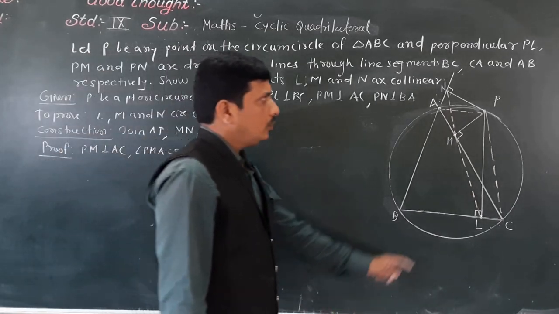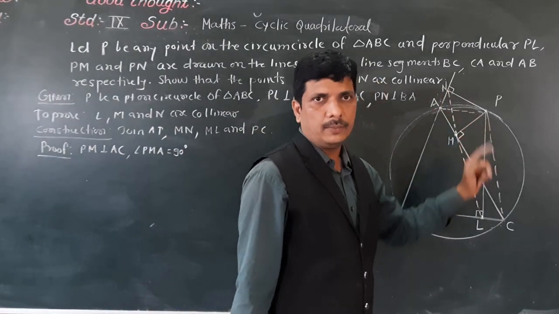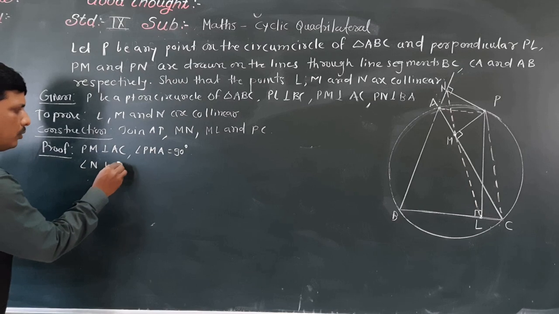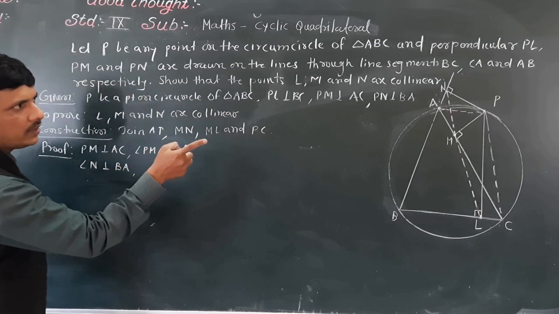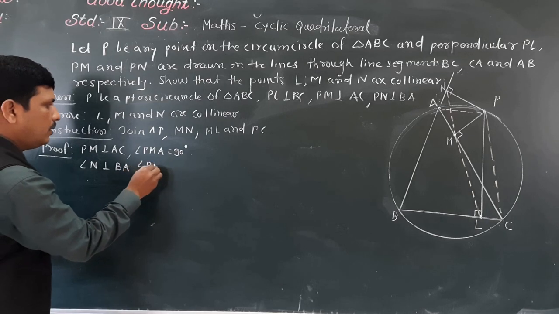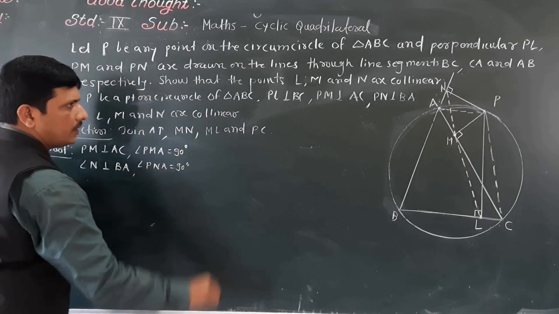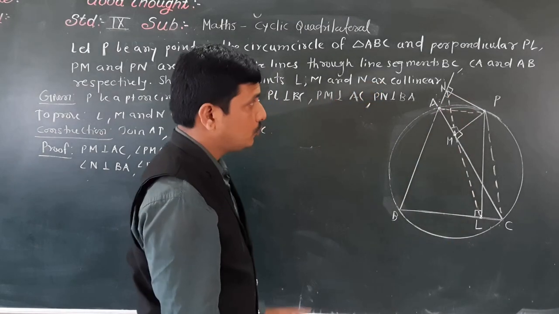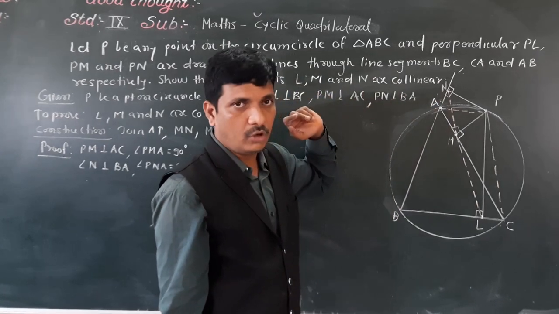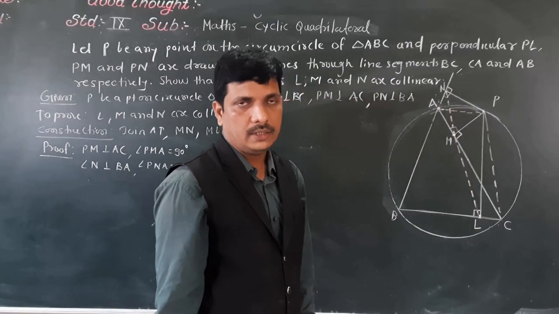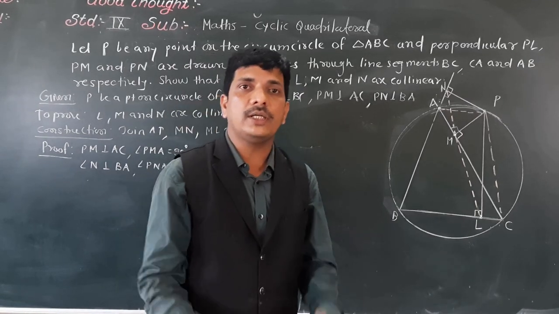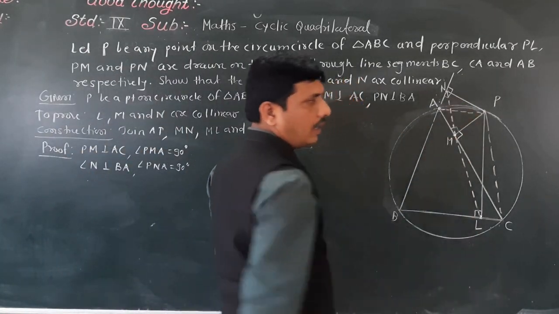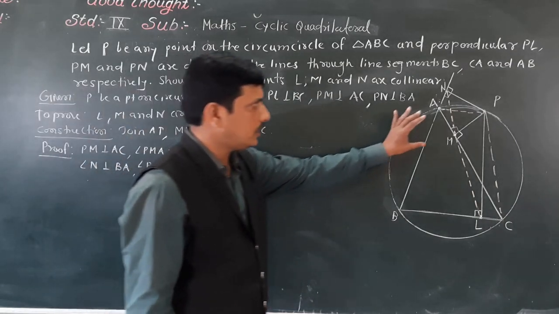Also, PN is perpendicular to BA. So here also we can say angle PNA is equal to 90 degrees. Both the angles are 90 degrees, because both are perpendicular. These are two opposite angles of quadrilateral AMPN, and the sum of opposite angles is 180 degrees.